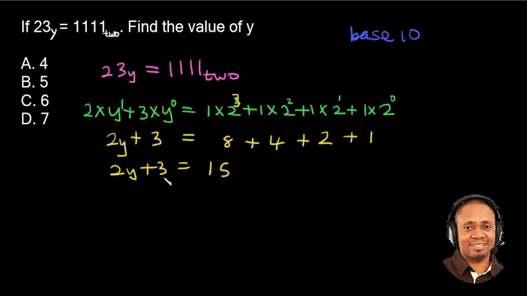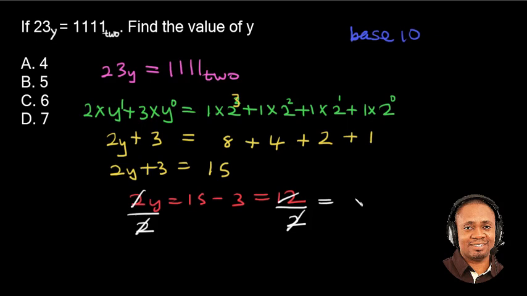Alright, so if we move 3 to the right hand side, we have 2y equals 15 minus 3, and that will give us 12. Alright, so now we can divide both sides of the equation by 2 in order to get the value of y. So 12 divided by 2 will give us what? 6. So 6 is the value of y. So the answer option C is the right answer.